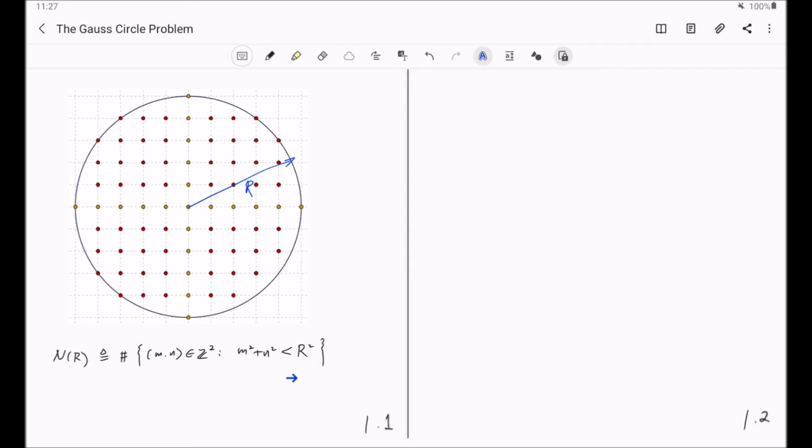So this circle is centered at the origin. Some of you might be interested to know what happens if we include the points on the perimeter. So let us include that case as well. We use the notation n tilde of r to denote the number of integral points lying inside of the circle and on the perimeter of the circle. Or rather, I should call this a disk.